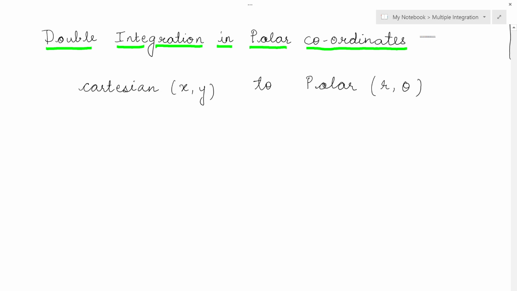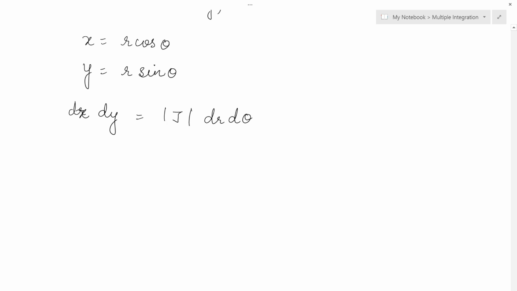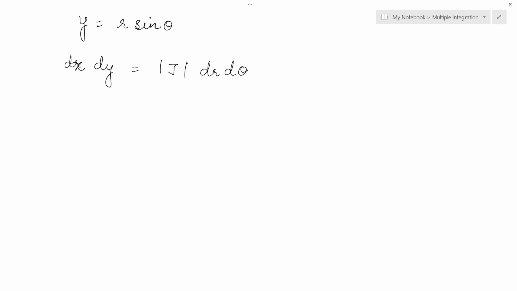You know the substitution: x is equal to r cos theta, y is equal to r sin theta, and dx dy will be J dr d theta. Now what is J? J is your Jacobian, also called functional dependent. Let us find the Jacobian J. Del of (x, y) upon del of (r, theta) is my definition of Jacobian.